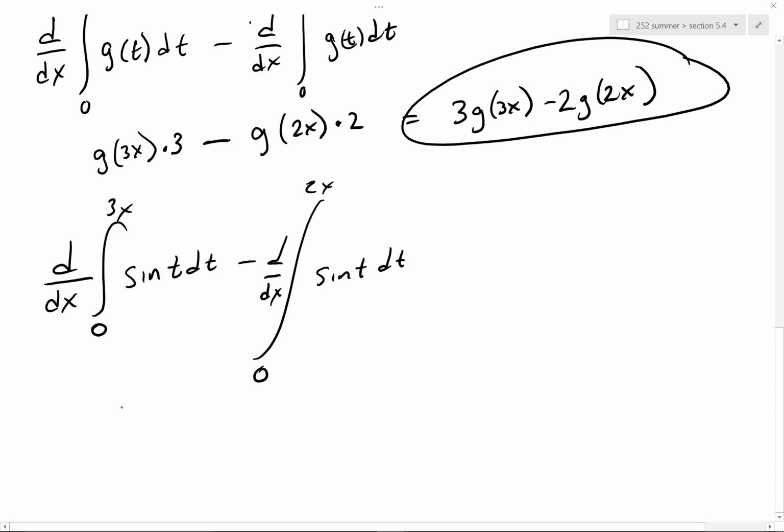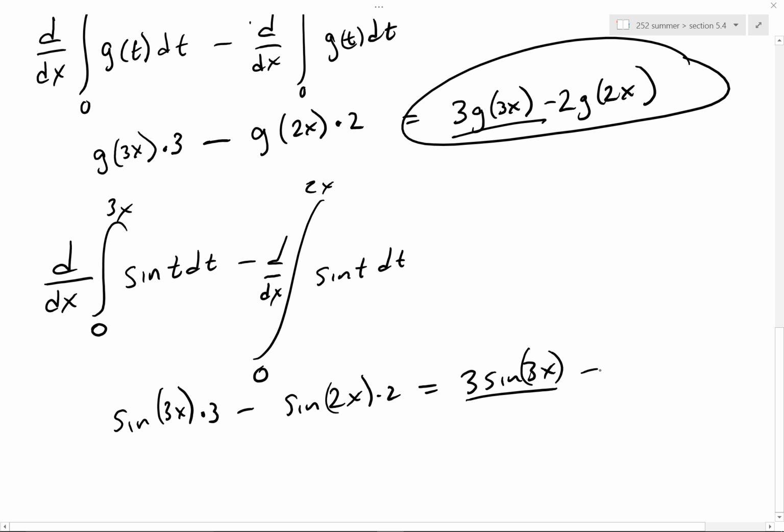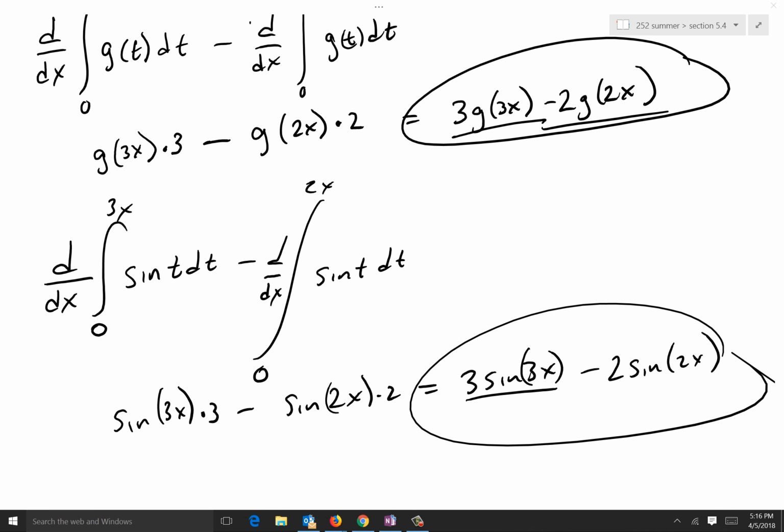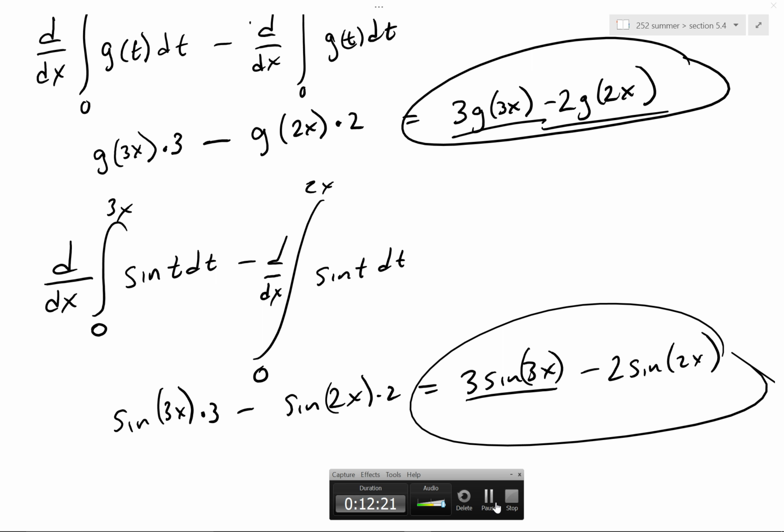Okay. This is going to be sine of 3x times 3 minus sine of 2x times 2, or in other words, 3 sine 3x, which is, by the way, what we just said here, minus 2 sine 2x. Again, what we saw right there. That'd be our answer. Okay? Pause you for just 1 minute.